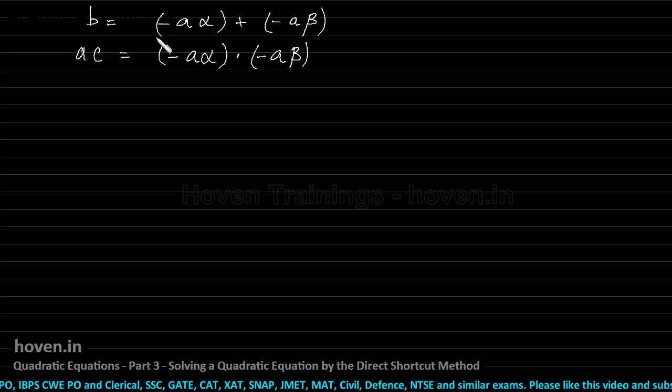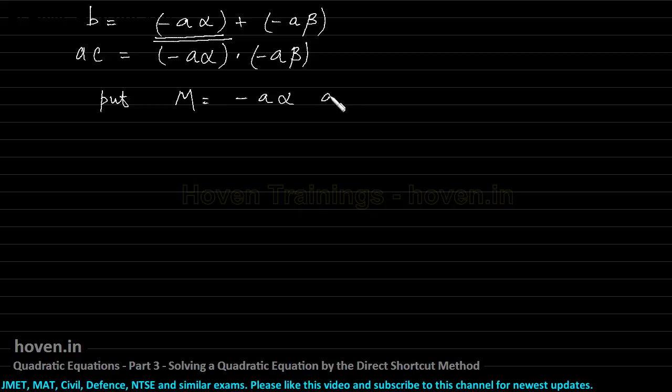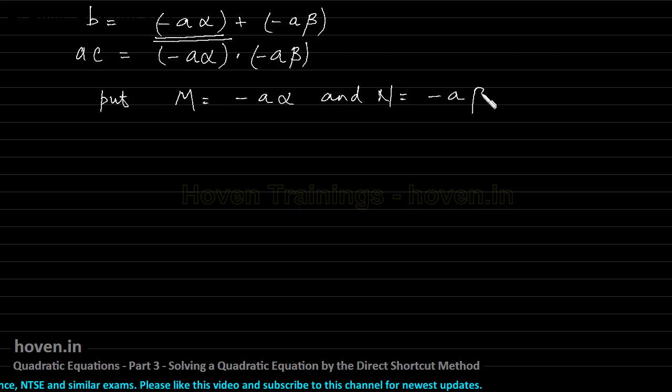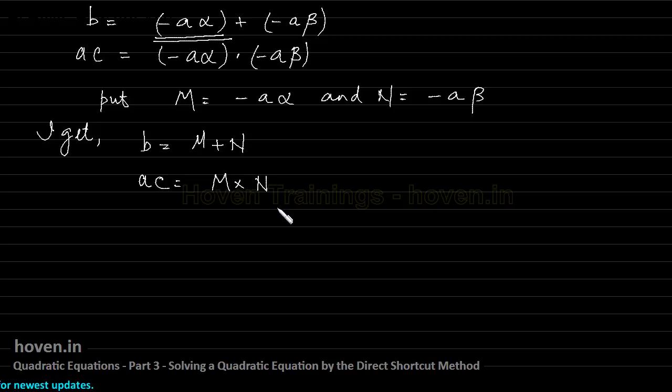Now let us suppose that minus A alpha is written as M. Put M is equal to minus A alpha and N is equal to minus A beta. So what do I get? I get B is equal to M plus N and AC is equal to M into N. This is what I get.